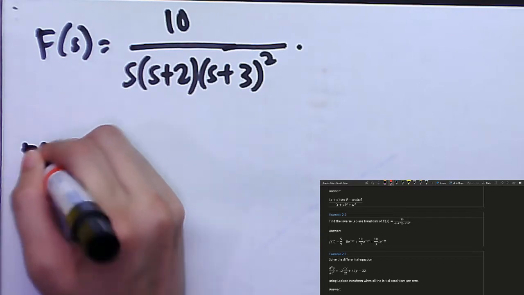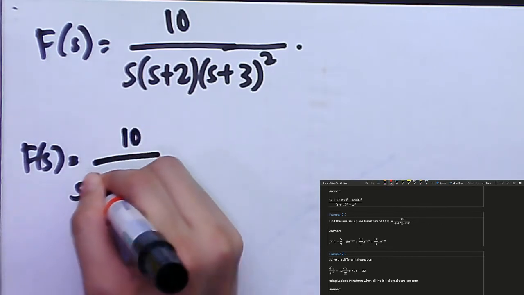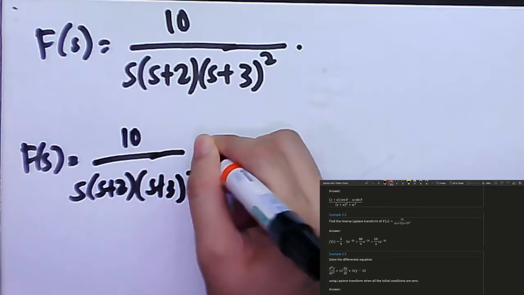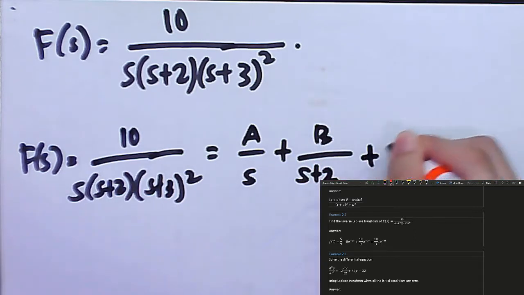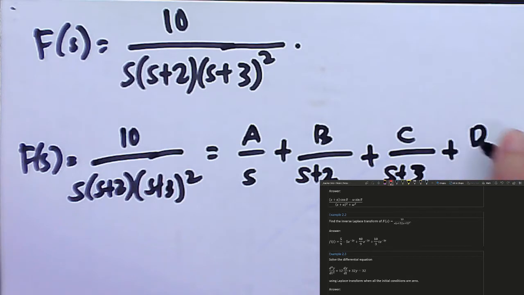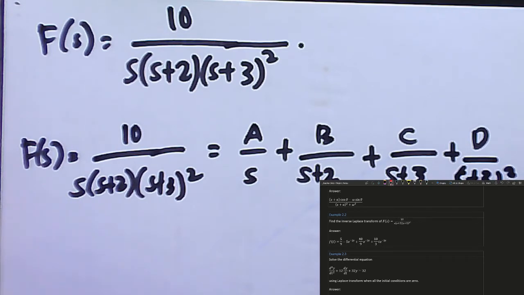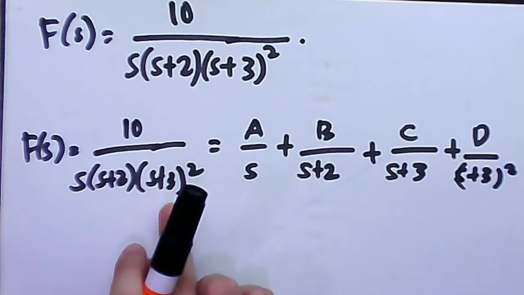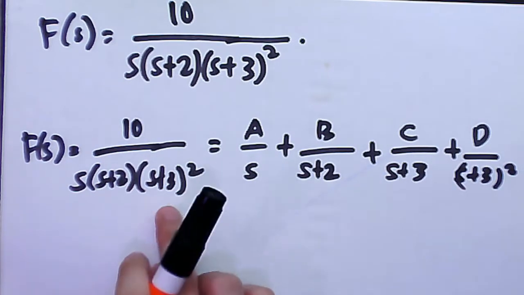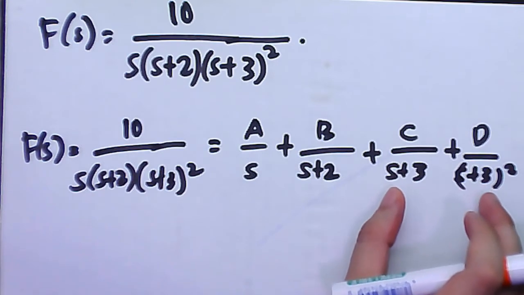Okay, so we would now have F of s as 10 over s times s plus 2 times s plus 3 squared equals A over s plus B over s plus 2 plus C over s plus 3 plus D over s plus 3 squared. Kung matatandaan ninyo, kaya tayo na ganito kasi repeated yung isa nating linear factor. Kaya naging dalawa yung factors natin para doon.